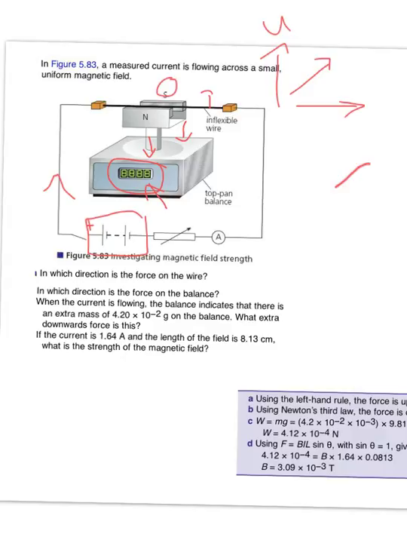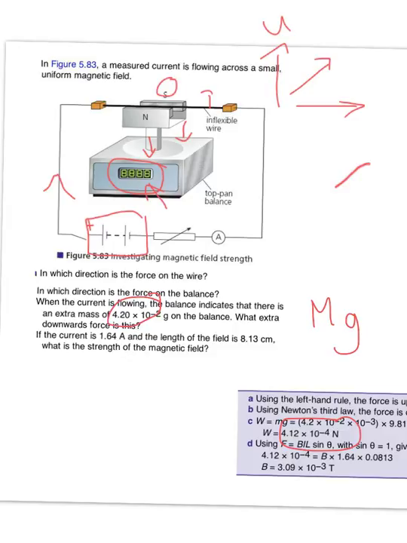So for the next bit, when the current starts to flow, the balance indicates there is an extra mass. So here we would register a mass of 4.2 × 10^-2 g. So if that's the mass, the equivalent force would be mg, which would be this value times 9.81 to give you the weight, the actual amount of force pushing down.